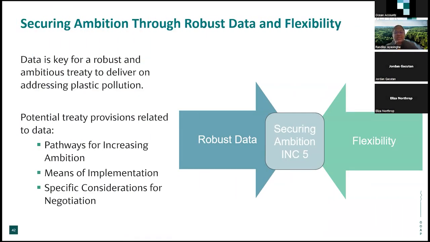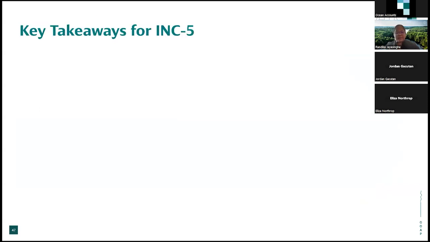The data is key for a robust and ambitious treaty to deliver on addressing the plastic pollution. But at the same time, we have to make sure that there is flexibility for countries. Not all countries have access to all the data that they need. So not to actually weaken the ambitious targets, but also at the same time have flexibility for countries to collect data and report the data.